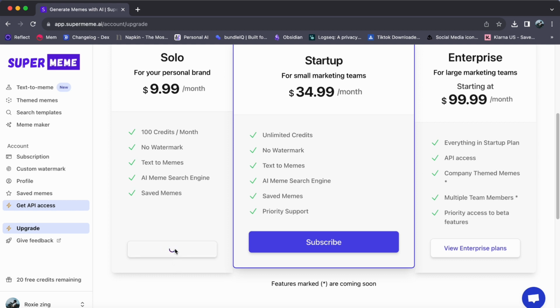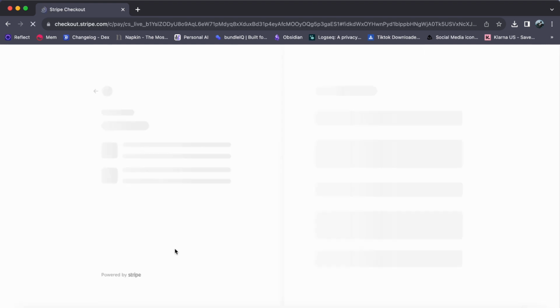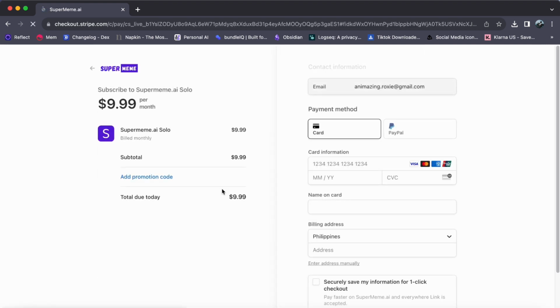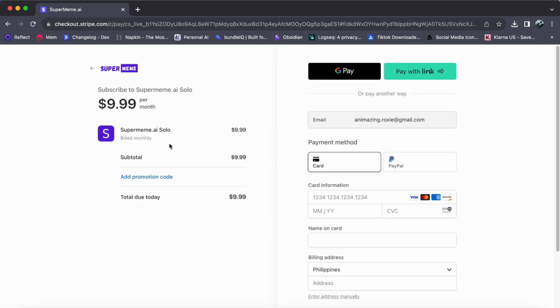Follow the straightforward prompts to provide any necessary information and complete the payment process. It's as simple as a few clicks.